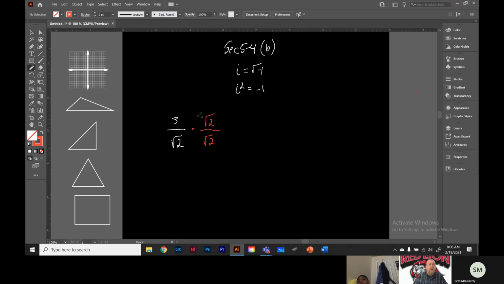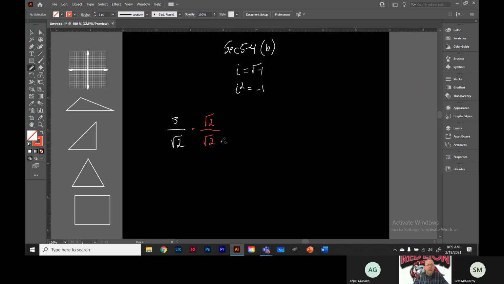are we allowed to do this? Are we allowed to multiply a fraction by something over itself? Well, sure we are, because anything over itself is equal to 1, and you can multiply anything by 1 and not change the value of it. All right, so we're completely within our rights to multiply by this.